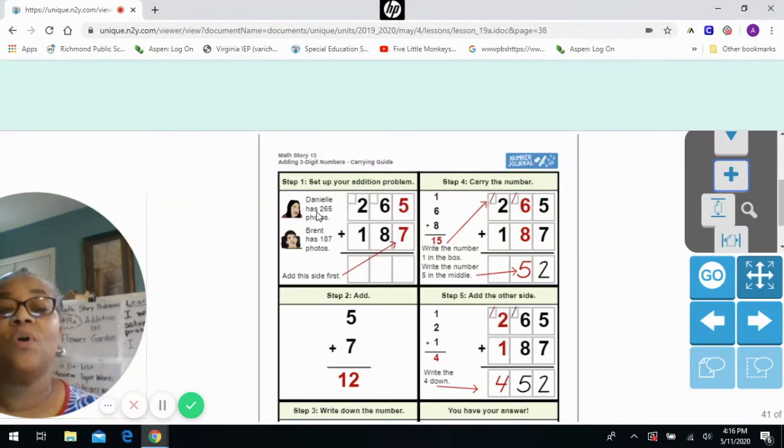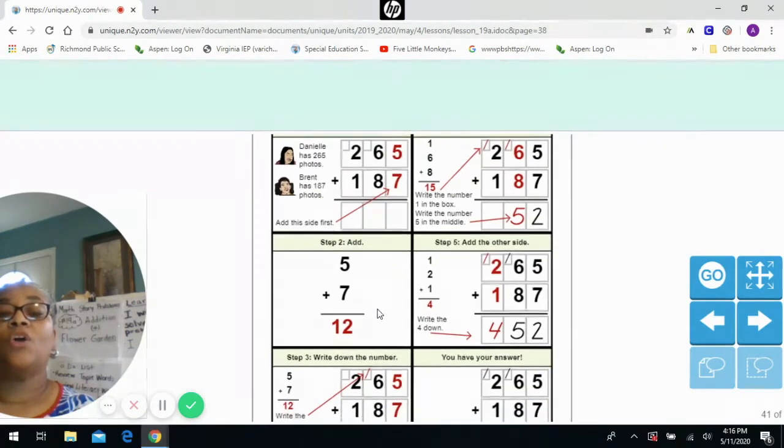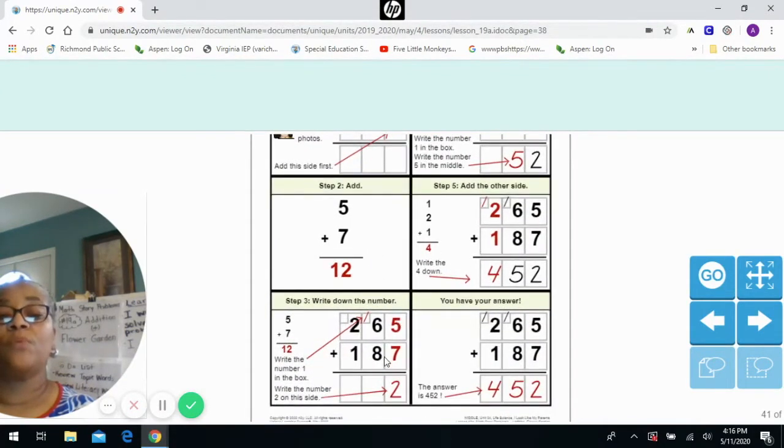So Danielle has 265 photos. Brent has 187 photos. Okay, now don't say "one hundred and sixty-five," don't say "and," because that's not the proper way to say it. We say 265 plus 187. Now we're going to add this side first. So this side is 5 plus 7, equals what? 12. All right, so we're only working with the one side.